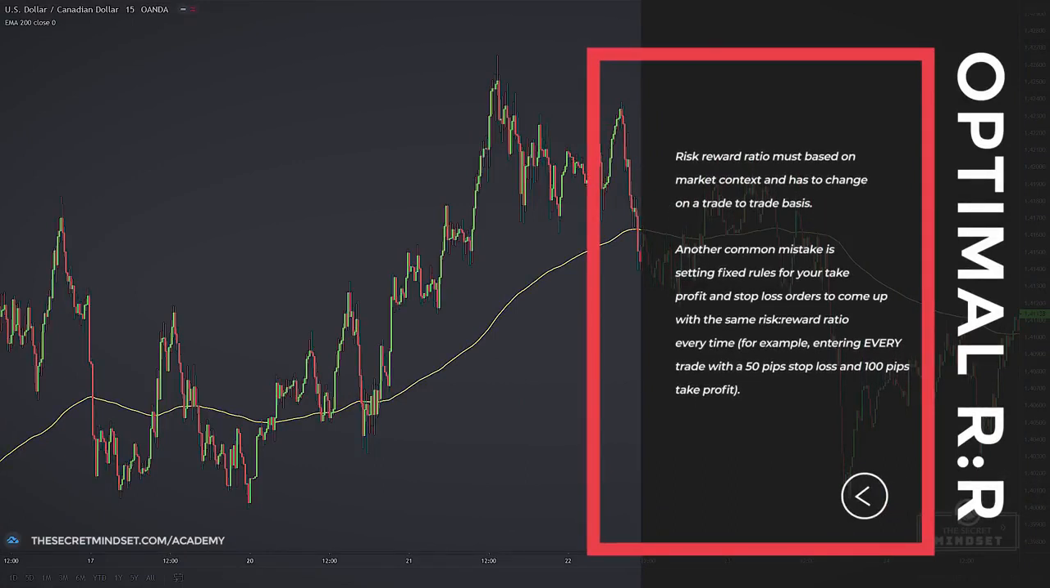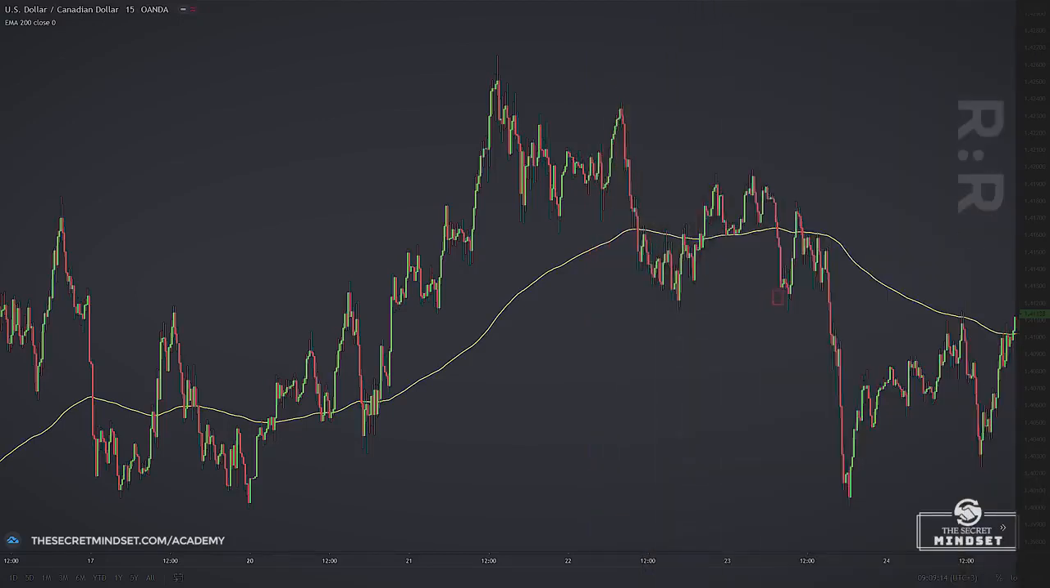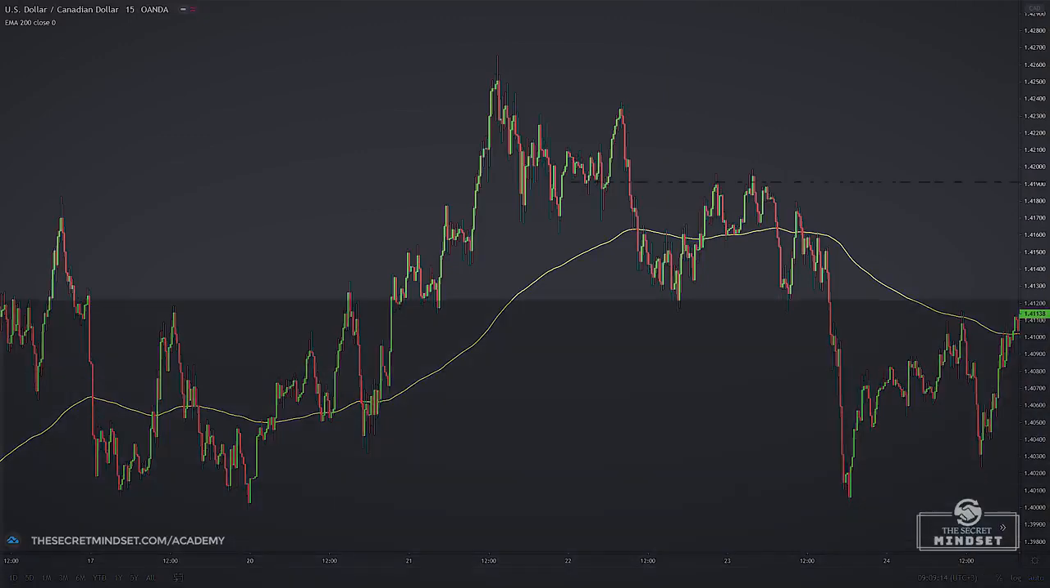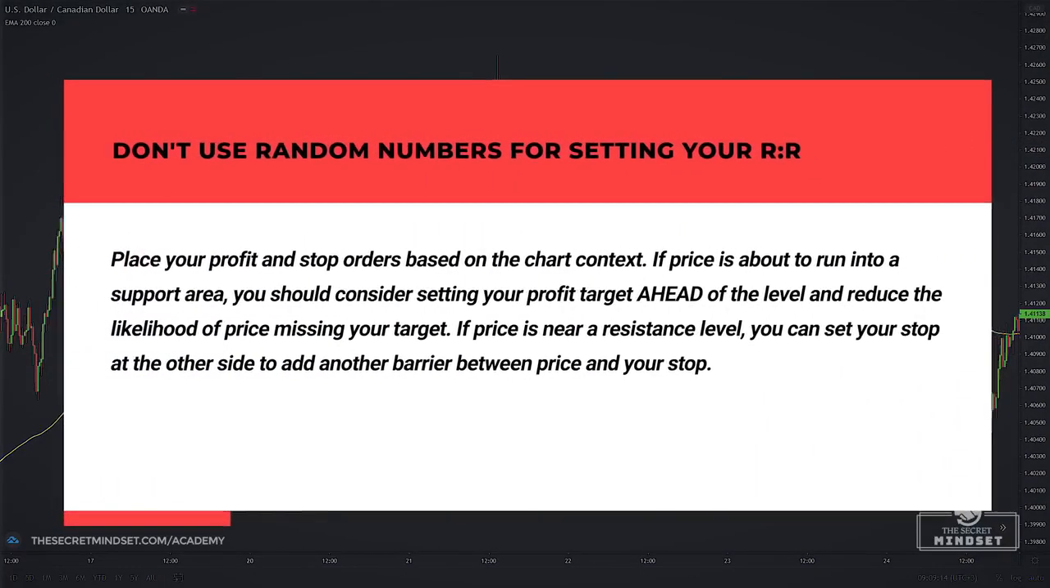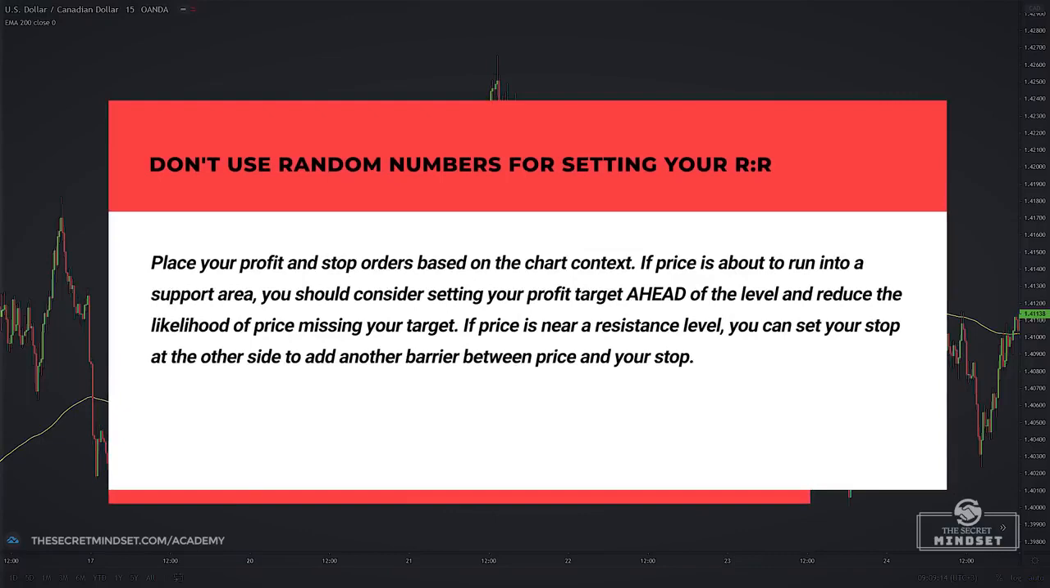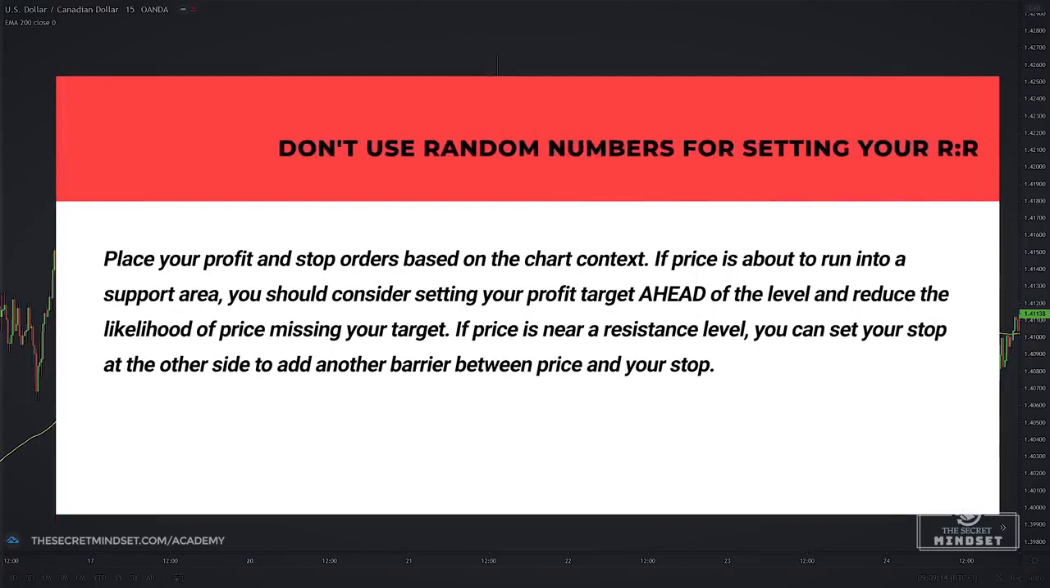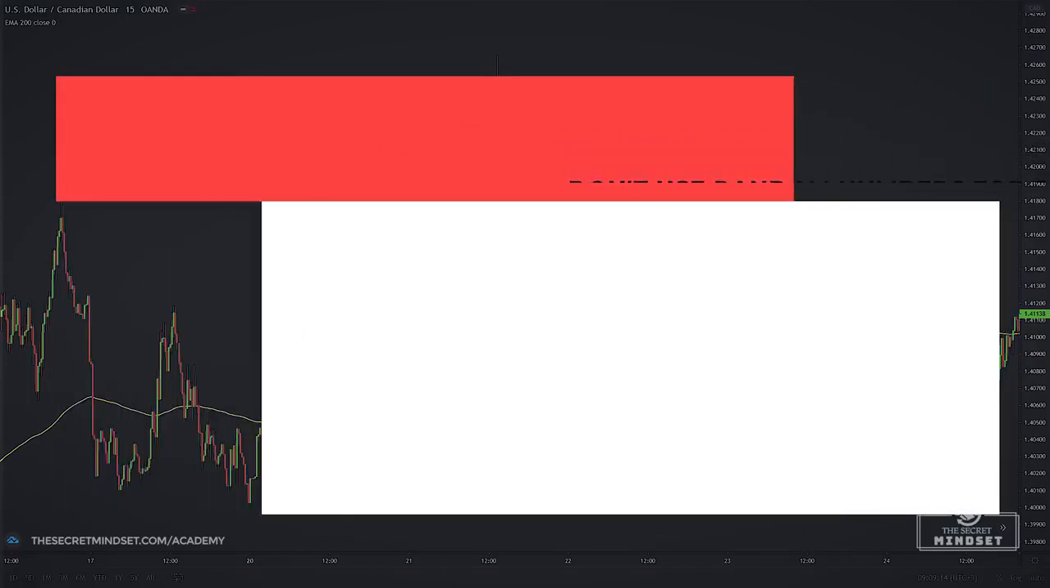Traders often try to use shortcuts and set fixed rules for their take-profit and stop-loss orders to come up with the same risk-to-reward ratio every time. However, the way you place your profit and stop orders has to change based on the chart context. If price is about to run into a support area, you should consider setting your profit target ahead of the level and reduce the likelihood of the price missing your target. If price is near a resistance level, you can set your stop at the other side to add another barrier between price and your stop.